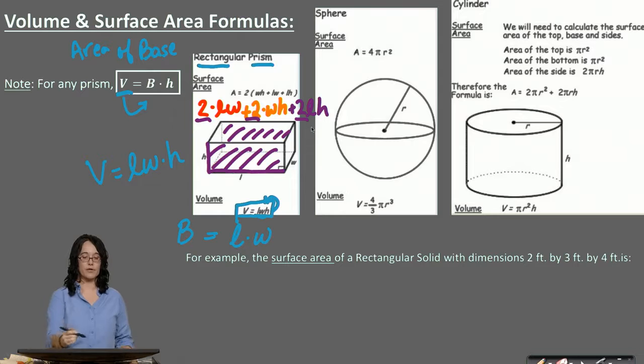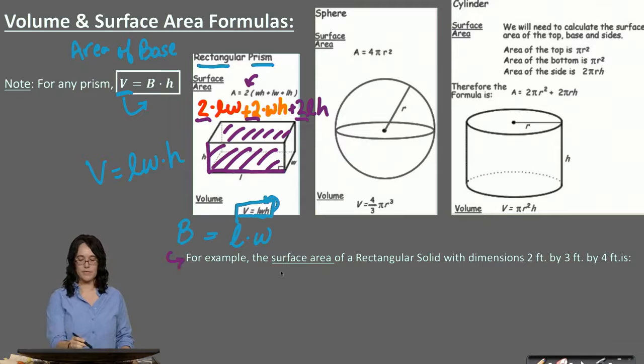In other words, you could factor out, if you remember from algebra, the greatest common factor. Bringing the 2 in front, you just have twice the sum of WH, LW, and LH. The order doesn't matter, right? In fact, let's go ahead and see how we could apply that in our example below here.